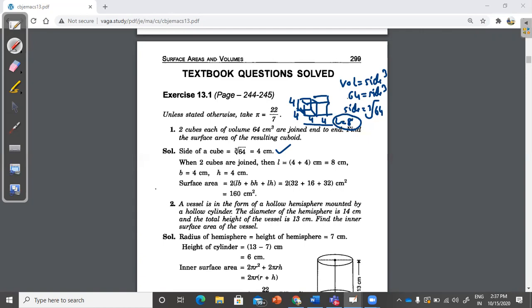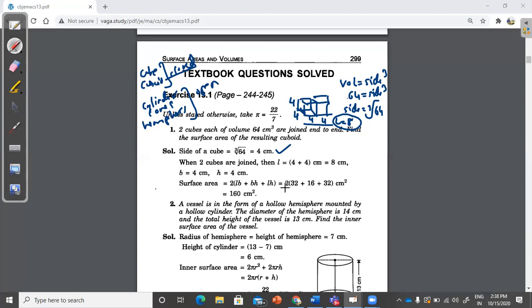For cubes and cuboids, please note this, cubes and cuboids will be considered closed if not specified, and cylinders, cones and hemispheres are going to be considered open if it is not specified what is the status of the figure, right? So here we are going to assume it is closed. So I'm applying 2(LB plus BH plus HL). So 2 into L into B. L into B means the length is 8.